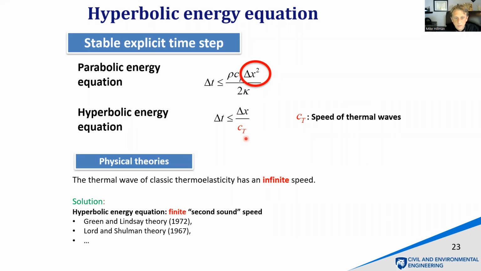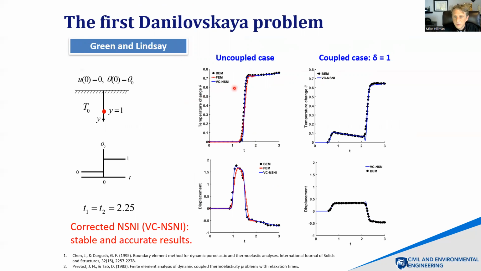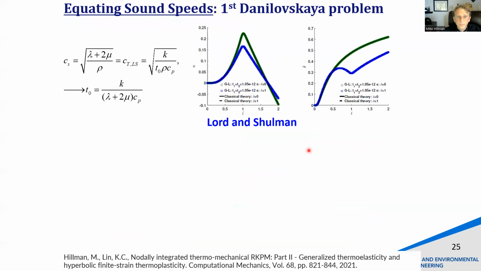But again, we don't want to violate the physical laws either. Okay, so we tested several of those theories. I'm just showing one, Green and Lindsay here, for the uncoupled and coupled cases. Very typical for the coupled case, we don't have an analytical solution, so we look at numerical solutions from the literature. You can see we agree quite well in both cases. Oh, I guess we don't have an analytical solution here, but we agree with FEM and BEM.